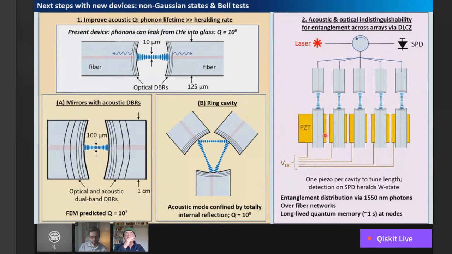So this meets a lot of the conditions one would want for the kind of networks of quantum memory that could end up distributing entanglement in a useful way. So this is something we're really excited about. These two things are what we're working on now. Yeah, this is really great.